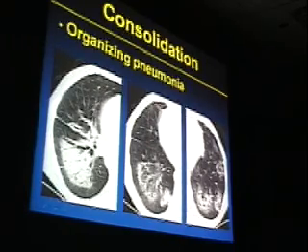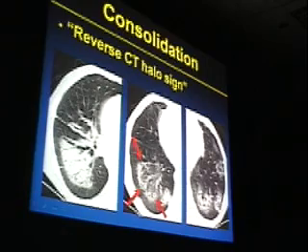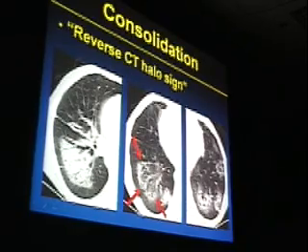Notice this on this particular slide is a pattern which has been relatively recently described in areas of organizing pneumonia, the so-called reverse CT halo sign. In a minute, we'll talk about the CT halo sign of invasive aspergillosis. That's an area of central density with a rim of ground glass opacity. In this case, notice that we have a rim of higher attenuation with a central zone of ground glass attenuation. Again, a relatively recently described finding of organizing pneumonia on high-resolution CT scans.